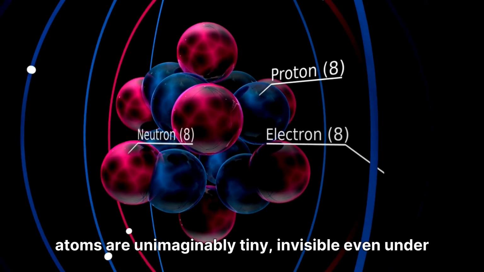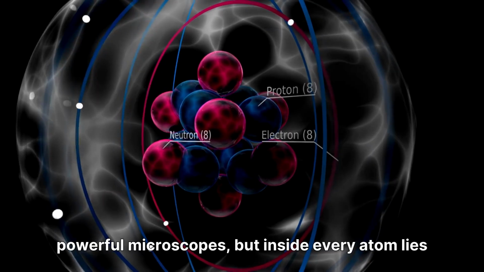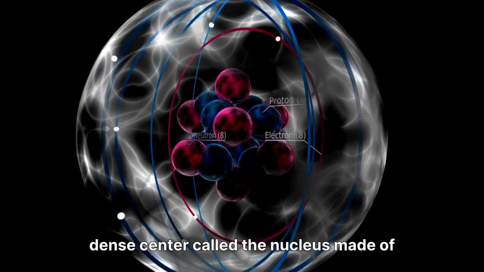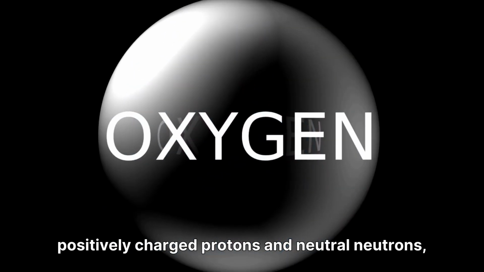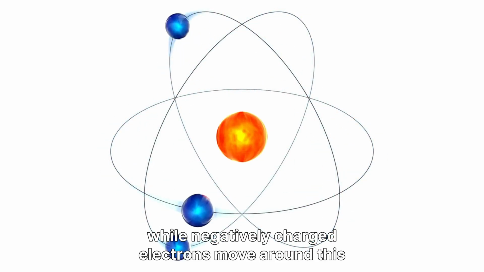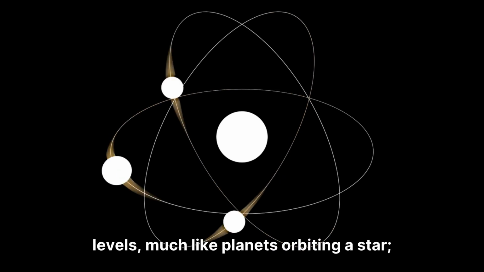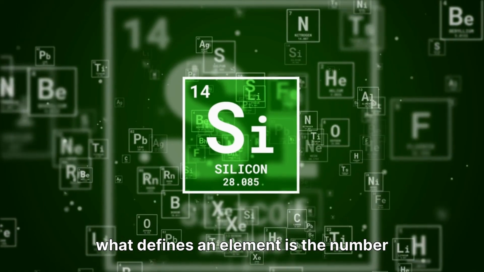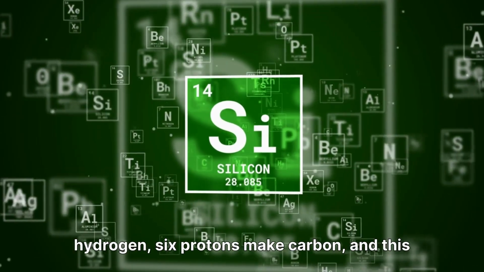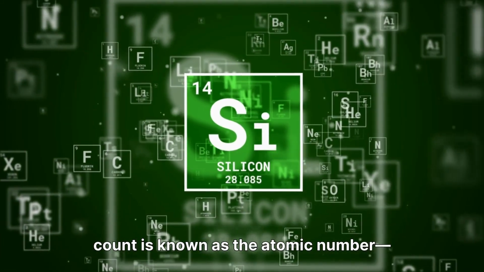Atoms are unimaginably tiny, invisible even under powerful microscopes, but inside every atom lies the entire story of electricity, with a dense center called the nucleus, made of positively charged protons and neutral neutrons, while negatively charged electrons move around this nucleus in regions called shells or energy levels, much like planets orbiting a star. What defines an element is the number of protons in its nucleus. 1 proton makes hydrogen, 6 protons make carbon, and this count is known as the atomic number.